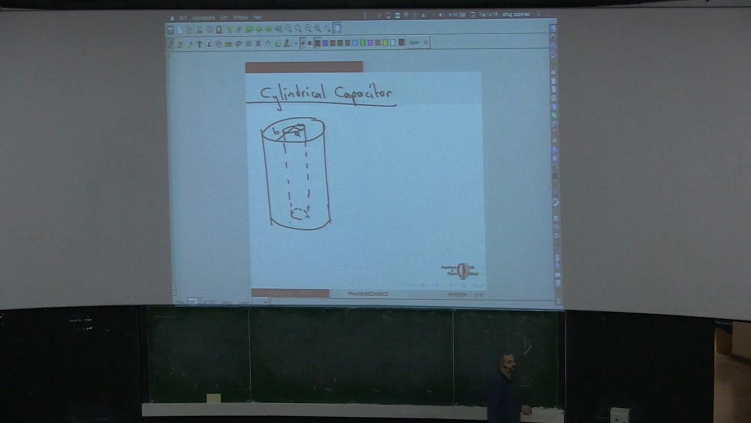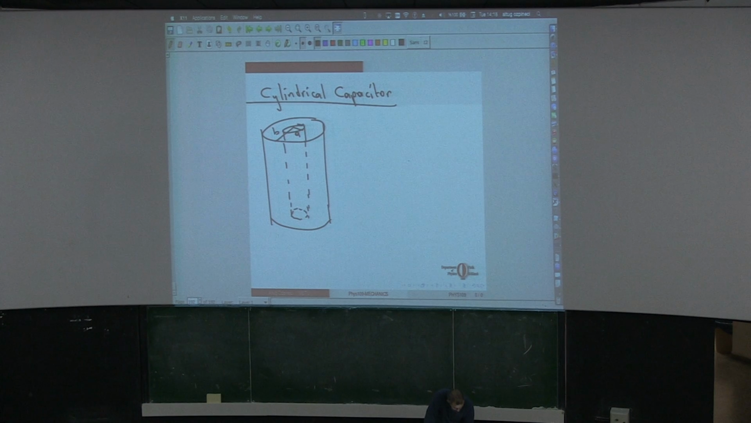So what is the capacitance? Now to calculate the capacitance, we first have to put a charge on the system. Well, this is a conductor, it's quite symmetrical, so whatever charge we put, it will be distributed uniformly over the surfaces.